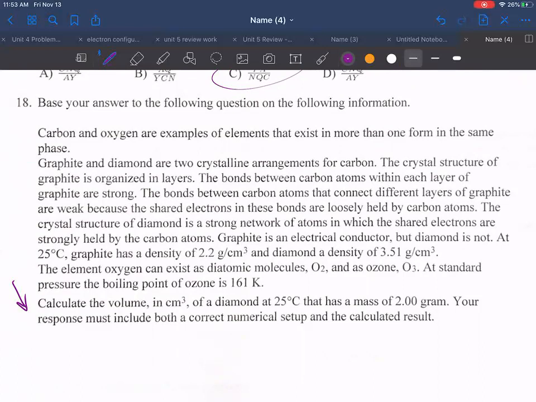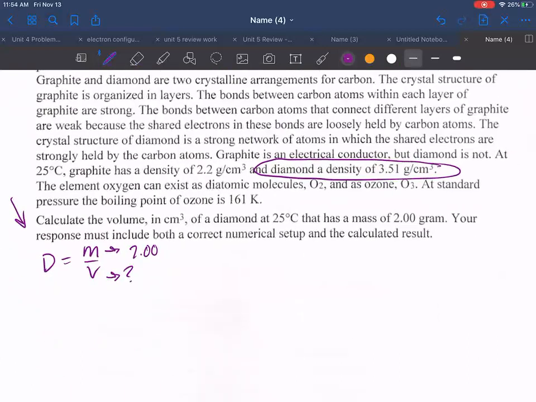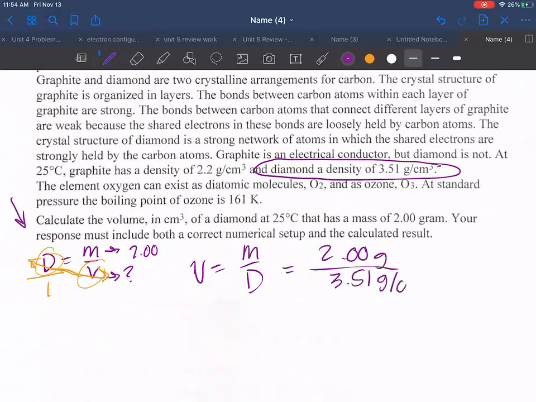So if we have volume and mass, the other missing part is density. So if density is equal to mass over volume, we are given our mass of 2 grams. We need to figure out our volume. And so the only thing we need to pull out of this paragraph is diamond's density. If you look at the only sentence with numbers, it's right there at the end. So you didn't even have to read that whole paragraph. If you plug it in, or if you solve for volume, we're moving volume to the numerator, because remember, this is over 1. Density will get moved to the denominator over here. Volume is equal to mass over density, which is equal to 2.00 grams over 3.51 grams per centimeters cubed.